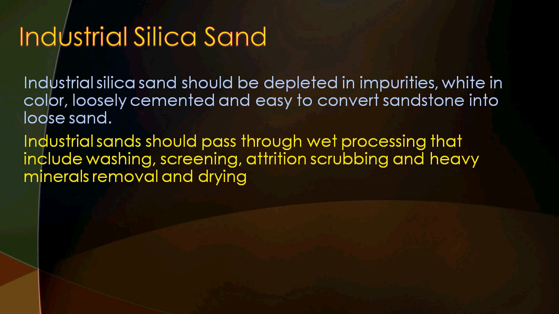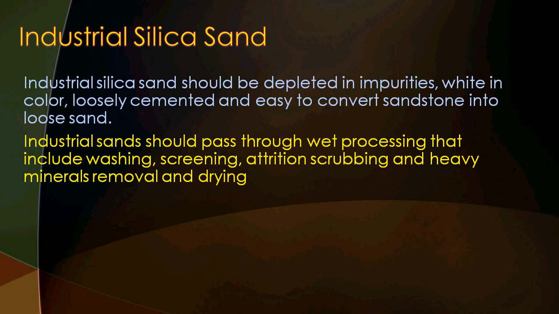Industrial sand should pass through wet processing that includes washing, screening, attrition scrubbing and heavy mineral separation, and ultimately drying, either under the sun or in the kiln. So, industrial silica sand is a processed silica sand. It is washed, and not only washed with water, it is scrubbed. The particles are rubbed together, so the iron oxide around those grains and the kaolin clay sticking on the grain are removed, leaving behind nice and clean quartz grains.